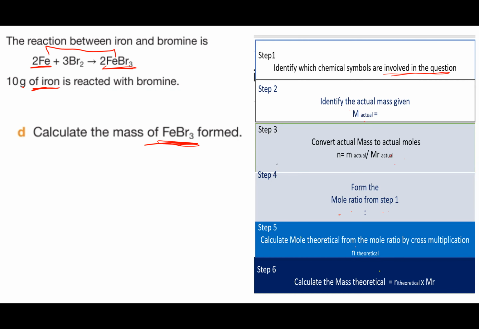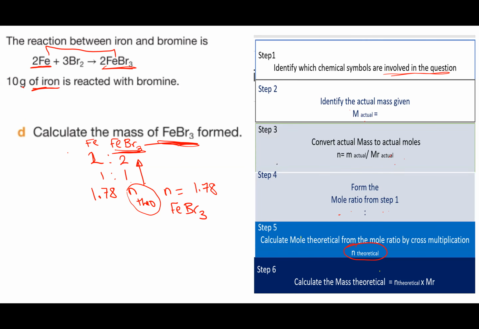So after we found the theoretical moles, which came from the mole ratio between iron and iron bromide, basically that was 2 to 2, now it becomes 1 to 1. And we put the value that we calculated before as 1.78. Now I got my n theoretical, just to keep it all on one screen. So that is 1.78, but I'm going to write that this is of FeBr3. And that's the trick. Students will always forget which moles they are calculating. They always look at the top. It's going to belong to whatever you're looking beneath it.